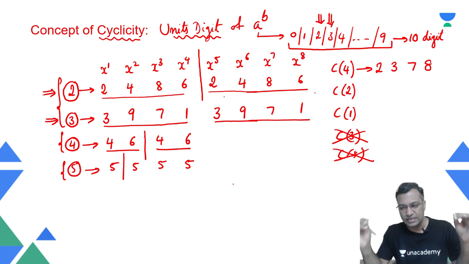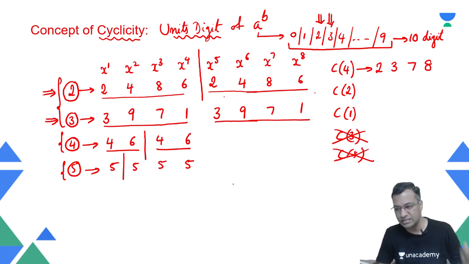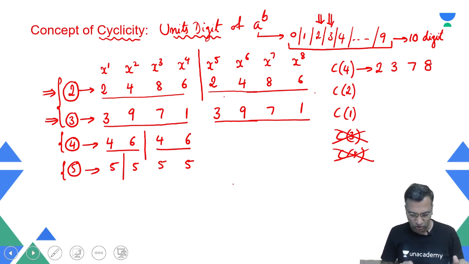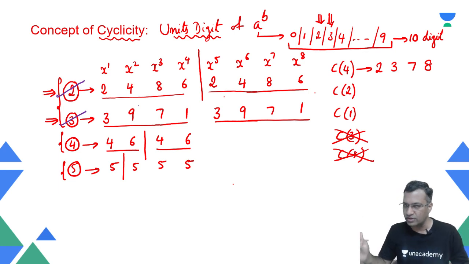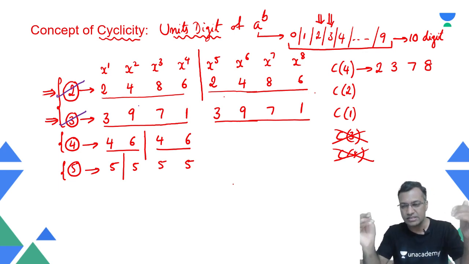These are the 4 digits which have a cyclicity of 4. Which are the digits? 2, 3, 7, 8, out of which I have already shown 2 and 3 to you. 2 and 3 have a cyclicity of 4. Not only 2 and 3, even 7 and 8 also have a cyclicity of 4.